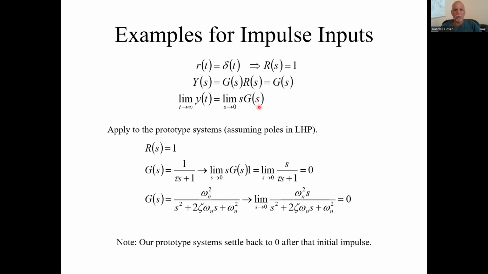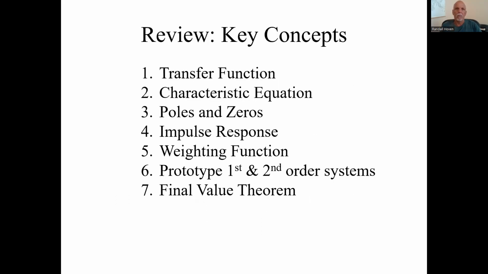What about the prototype second order system? Take this transfer function and multiply by s. I get s in the numerator. Plug in s equals 0. I'm going to get 0 again. These will settle back to 0, assuming the tau and the zeta omega n are positive. Then the poles will be in the left half plane.